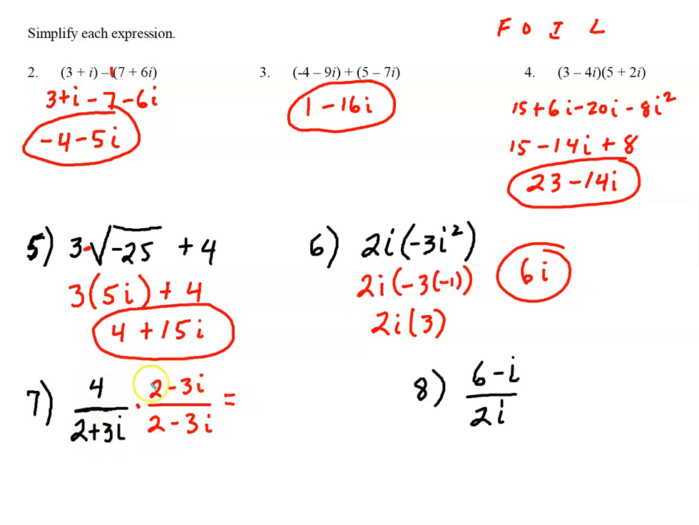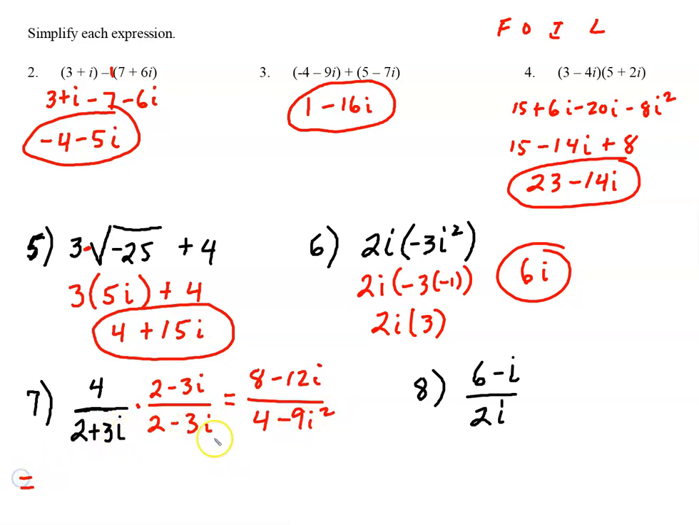Distribute 4 on the top. 4 times 2 is 8. 4 times negative 3i is negative 12i. And then on the bottom, if you did FOIL, you'll notice that the outer and the inner parts will cancel. So just do the outside. 2 times 2 is 4, and minus 9i squared. That's the last terms.